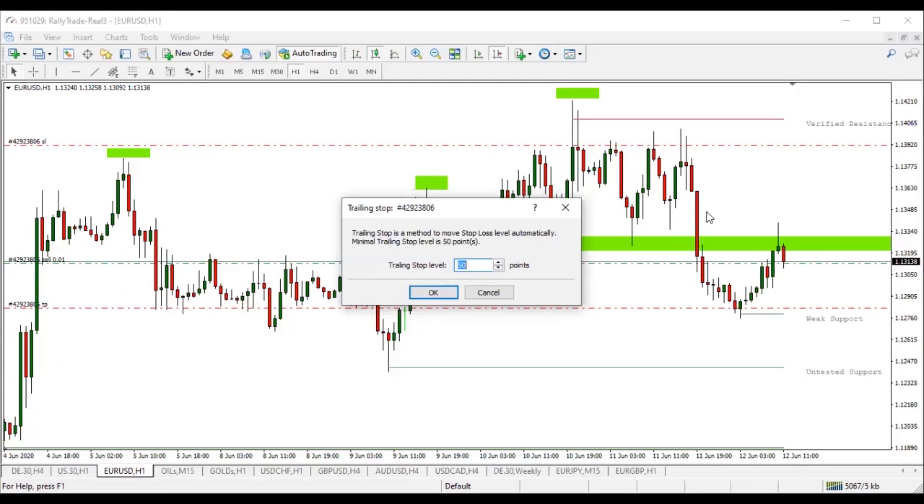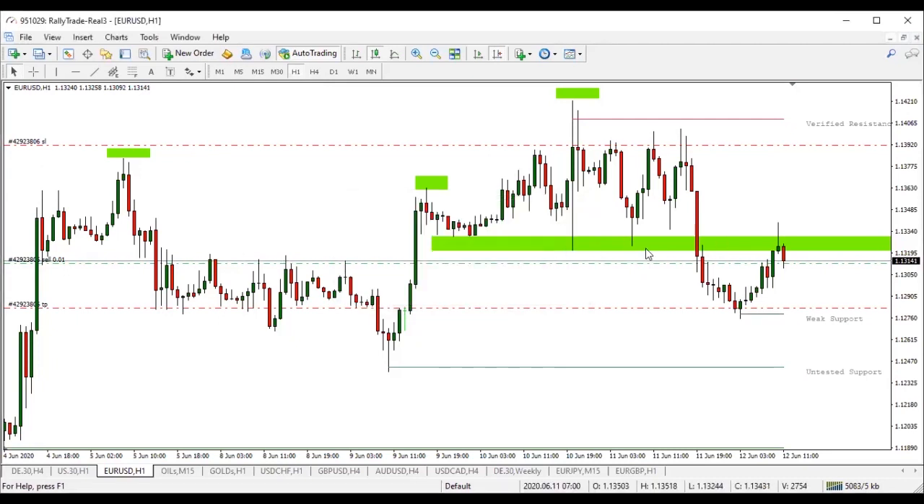Whenever I come back, I can always delete the trailing stop and adjust my stop loss to where it should be. So the next thing you want to do is to put 100 points in there, and of course click on OK. That way, you already secure that trade for profit. If the trade goes into profit 10 pips, you're not going to lose this one anymore. You're going to be in that trade and of course make money with it.